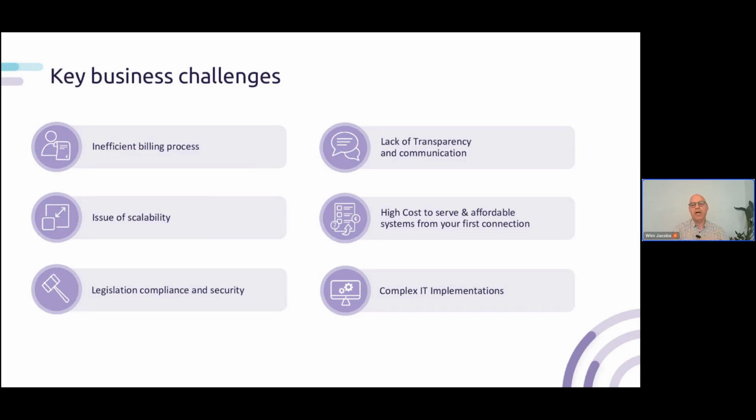And how can we help with creating more transparency and proactive communication? And of course, we need to tackle other things, such as how we can reduce the cost to serve, and that we focus on having affordable systems from your first connection onwards. So meaning from day one, you have full access to a complete system supporting you in that. And last, how can we tackle complex IT implementations?